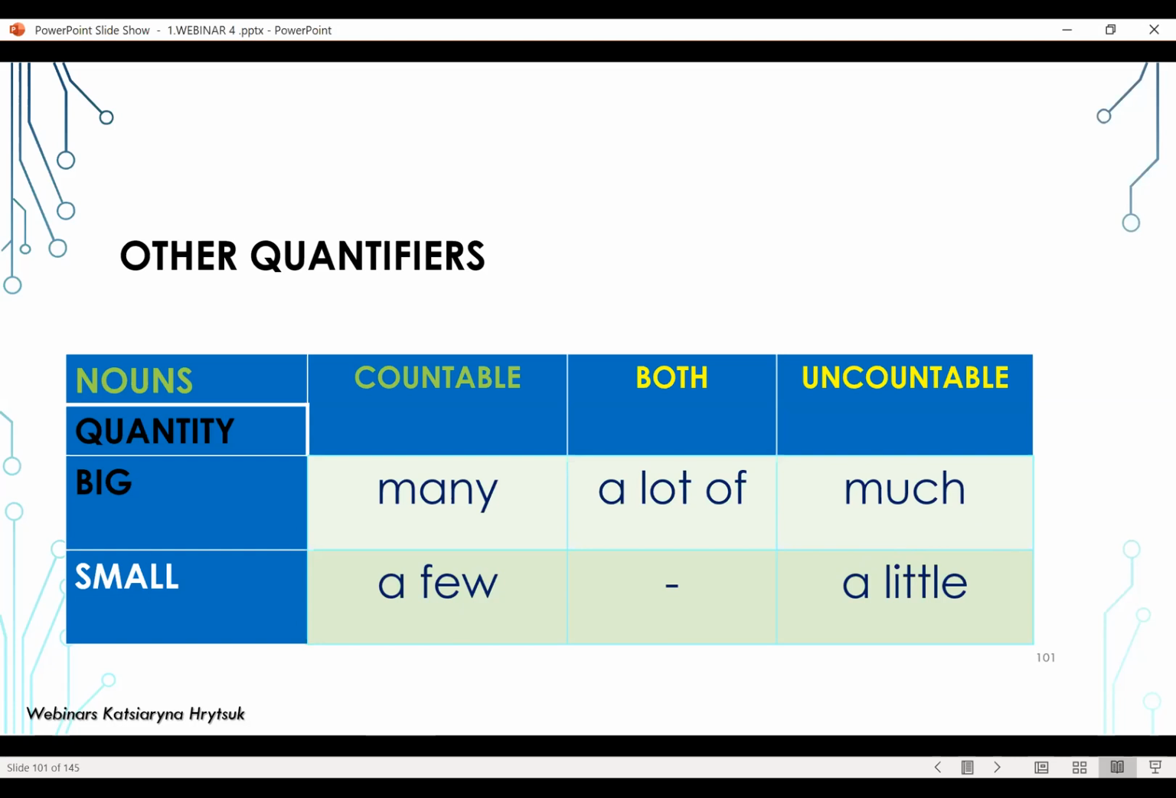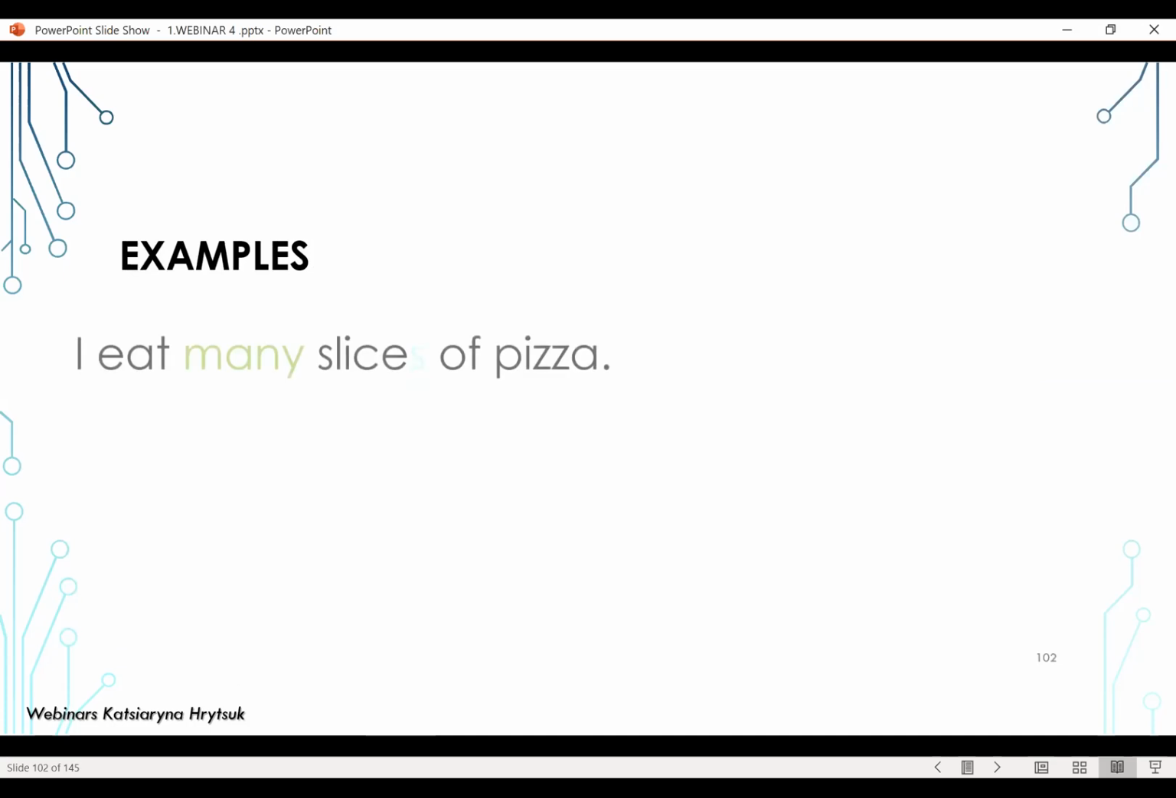Do you know how to remember? With one expression, a few friends. So friends, countable. So if it's countable, you will remember in the future. With other nouns which are countable, we use few. But be careful, a few and few are different. A little and little are also different.